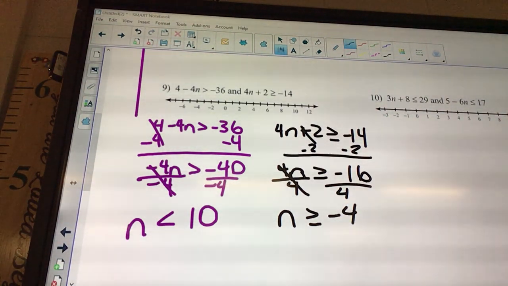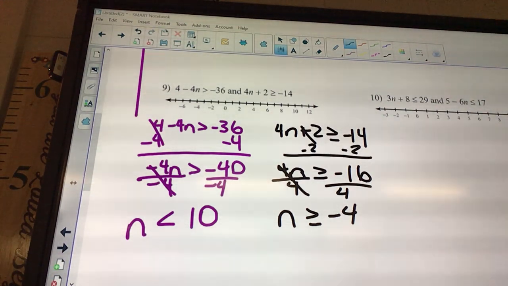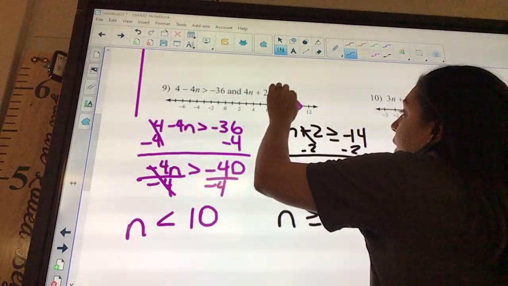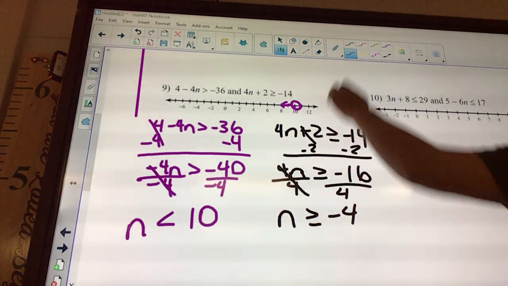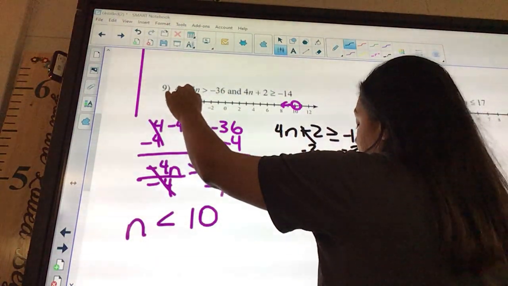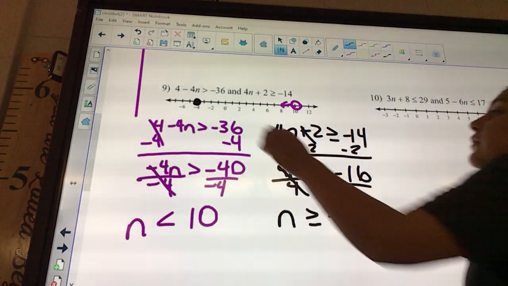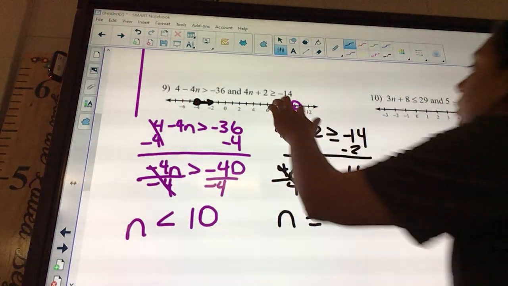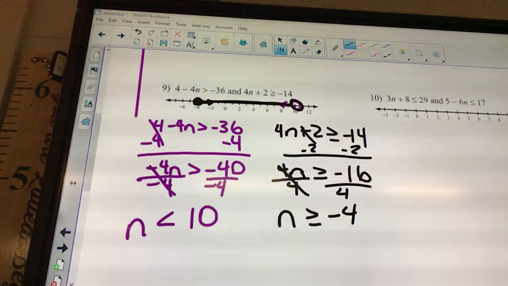Okay, is this an and or an or problem? And, so what should it look like? Yeah, they should be pointing towards each other. They should be pointed in. Okay, so on the 10, it should be open. And this says n is smaller, so that's going to go this way. The other one is gonna be closed on -4, and it says n is greater. So that's gonna be pointed this way. Okay, and so you can see that they're both pointed in, and so we can shade in between those inequalities, okay?